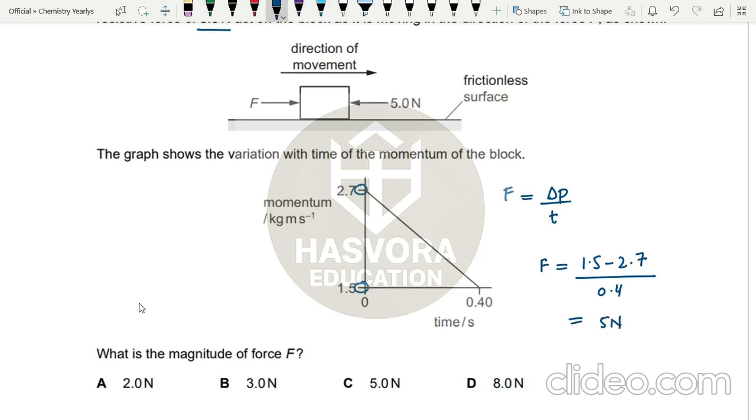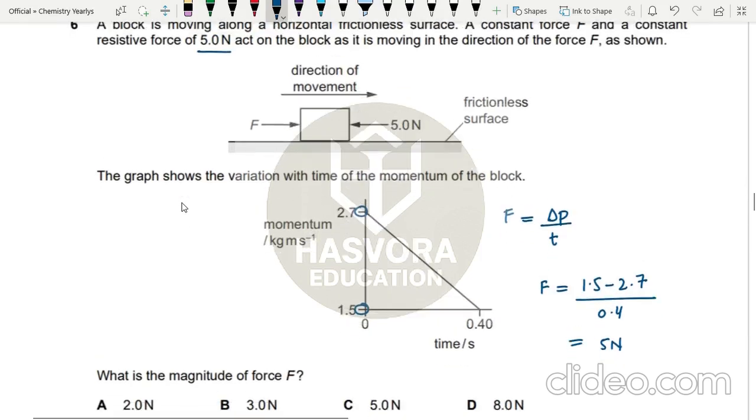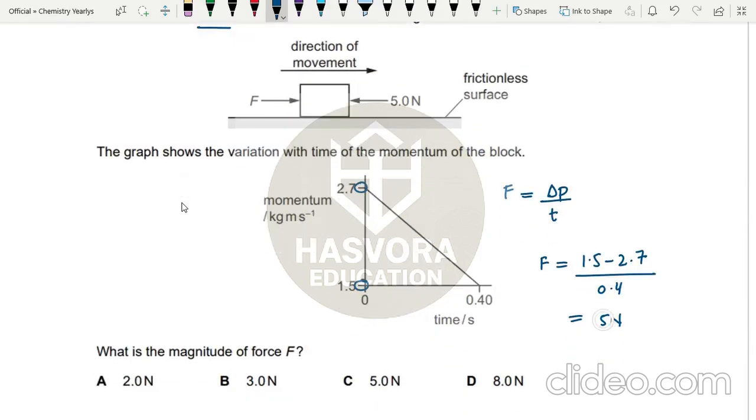Not 5, I think. Let me just check. Okay, so it is not 5. Let me just recalculate it. 1.5 minus 2.7 divided by 0.4. This is minus 3. And now you know the resistive force. It will become 5 minus 3. And this will give you the resultant force, which is 2 Newton. Okay, so A will be the answer for this question.